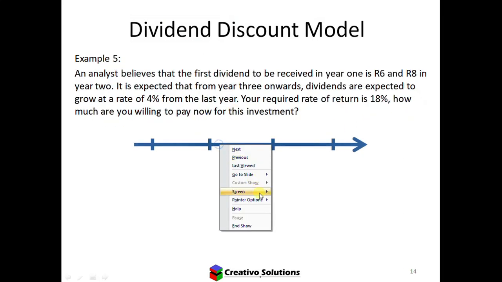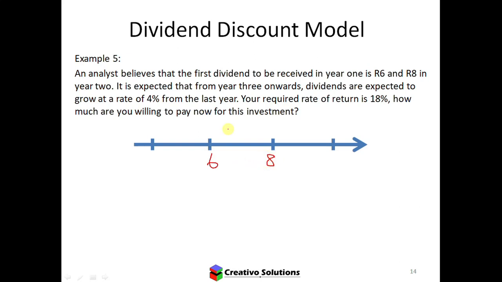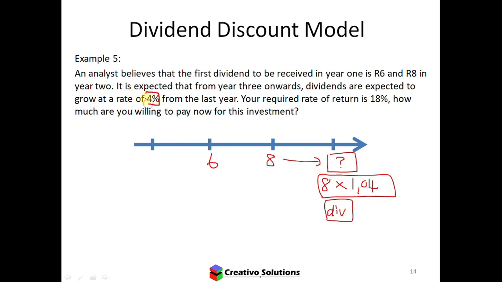Right, let me draw the diagram so you have something to interpret and analyze. Year 1, 6, year 2, 8. And from year 3 onwards, the dividends are expected to grow at 4%. So this dividend is going to be calculated. We don't know what the dividend is, but we know that it is going to be increasing by 4%, so I need to times that by 1.04. That's going to give me a value for that dividend, and this dividend is going to constantly grow at 4% afterwards.